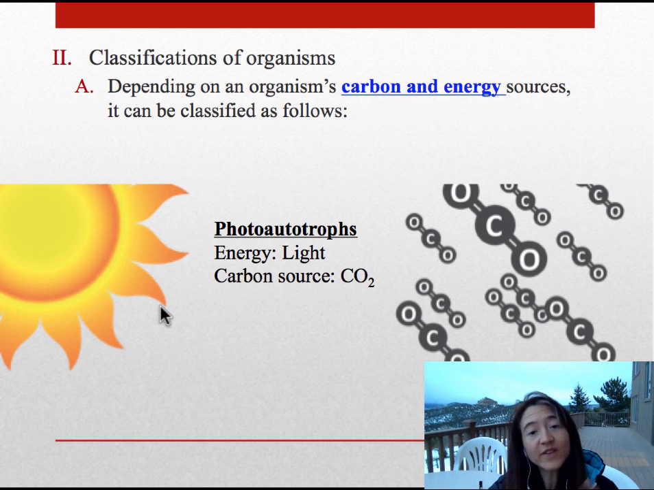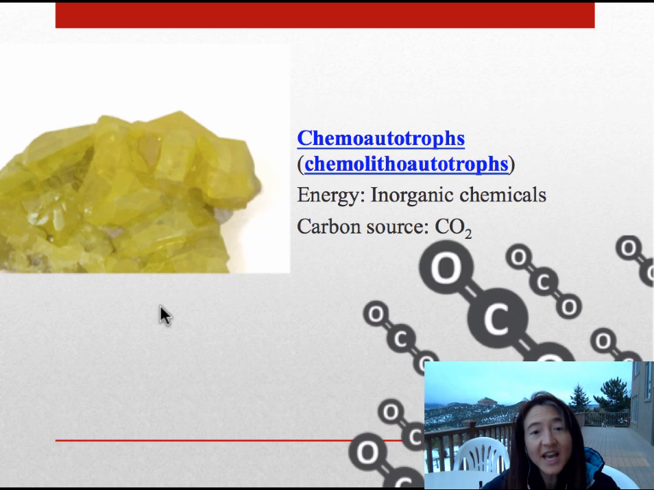So now, if we've got this strategy down, we can think about some other categories. Photo, light, energy, but some organisms don't get their energy from light. Some organisms get their energy from chemicals, like us. We get it from organic chemicals, but there are some organisms that are also primary producers that get their energy from inorganic chemicals. These are called chemoautotrophs.